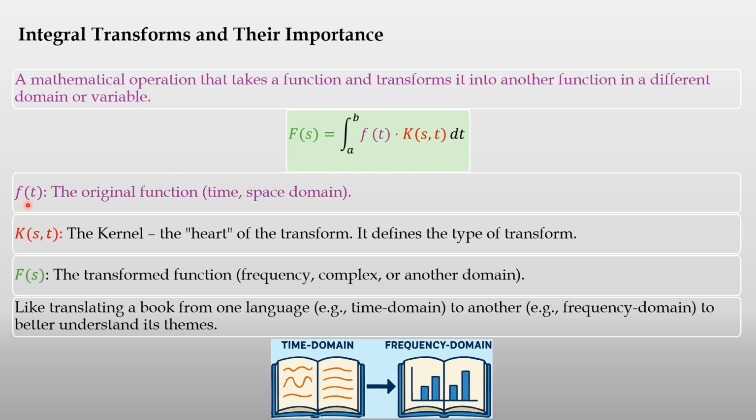Here, f(t) is our original function. K(s,t) is known as the kernel. It's the heart of the transform and defines its type, like a key. The result, F(s), is the transformed function in the new domain.